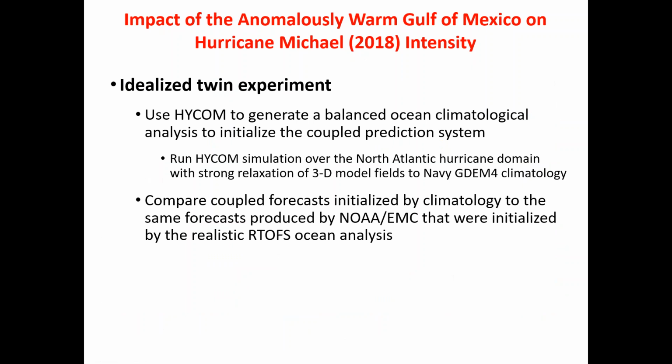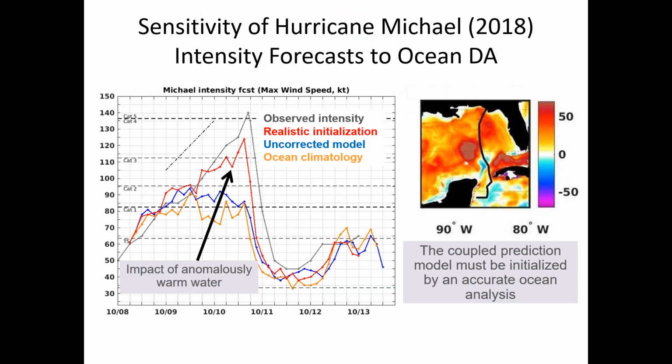So what is the impact of the anomalously warm Gulf on Michael? This is the one forecast result that I'll show today, and I'll leave the rest for tomorrow. We have an idealized twin experiment. HYCOM generated a balanced ocean climatological analysis for initialization. And we compared a couple of forecasts initialized by climatology to the same forecast produced by NOAA-EMC that were initialized by the RTOFS ocean analysis. As you can see, the heat potential difference is shown on the right. And again, north of about 24.5, where the ocean is much warmer than normal, is where you see a major difference in the predicted intensity.